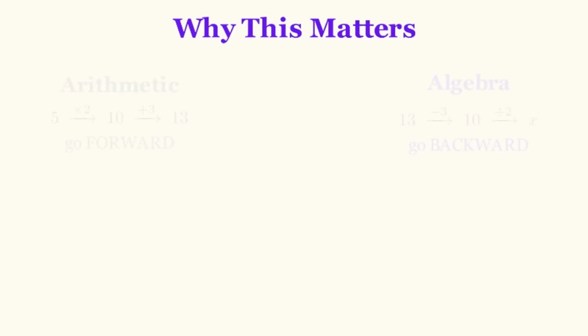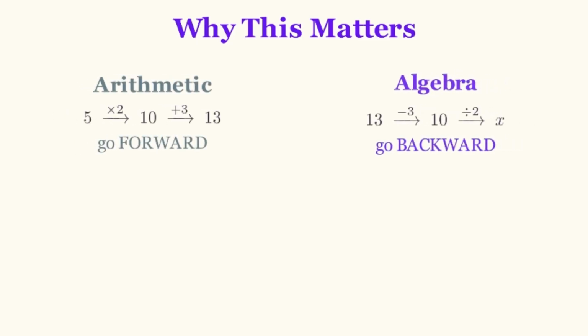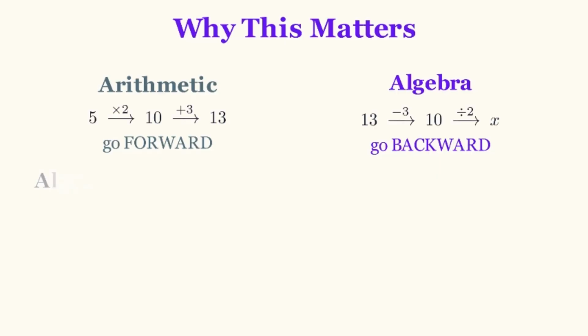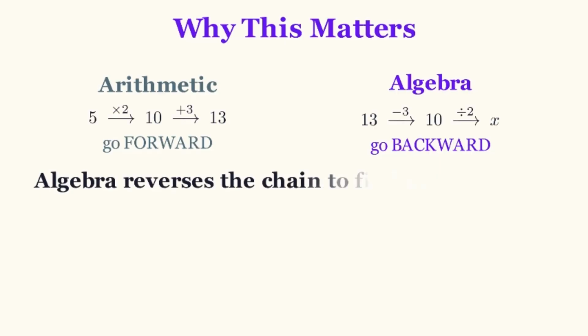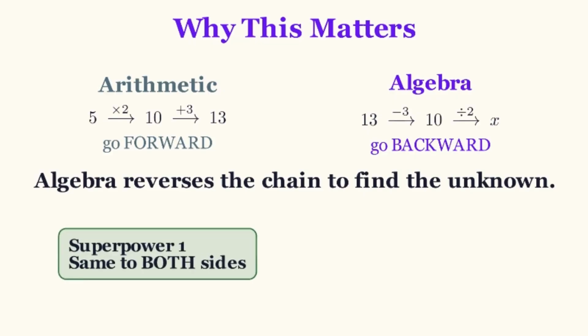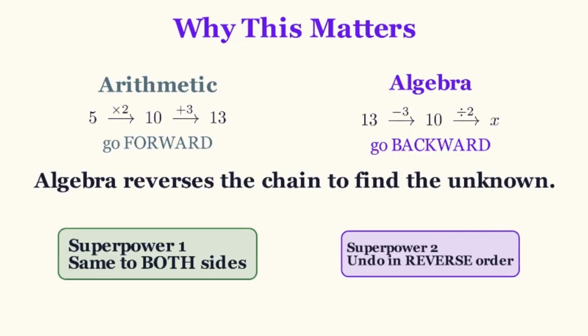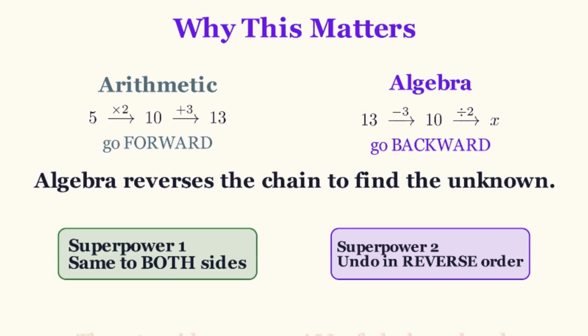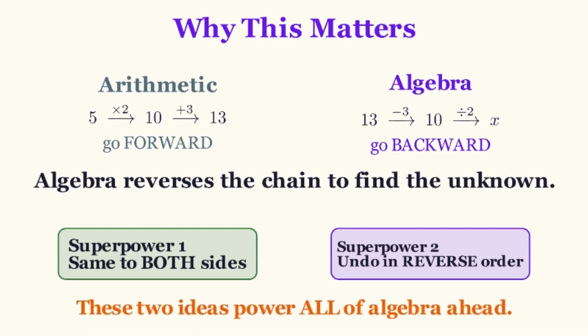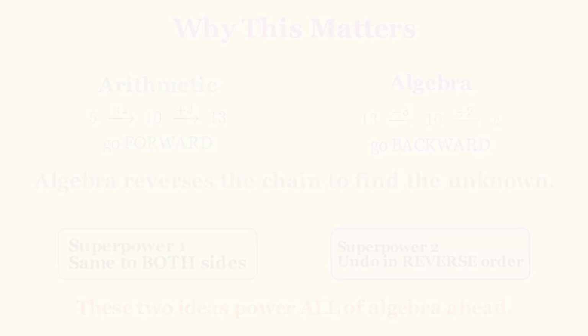Why does this matter? Arithmetic goes forward. Start with 5 times 2 plus 3, you get 13. Algebra runs that backward. Start with 13, minus 3, divide by 2, and you find x. That's the leap. Algebra reverses the chain to find the unknown. 2 superpowers make it work. 1, do the same thing to both sides. 2, undo the operations in reverse order. These two ideas power everything in algebra that comes next.